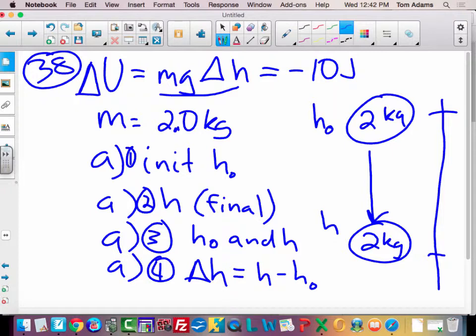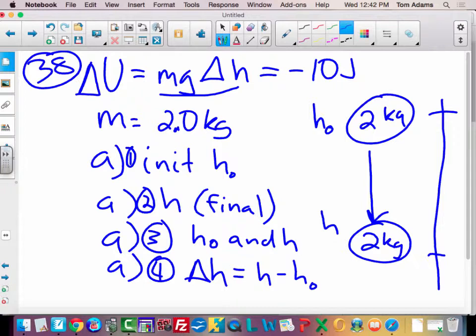Okay? So the question they're asking us is, based on the information they've given us, can we determine the initial height? Can I say the initial height was 100 meters? Can I say it was 200 meters? Can I say it was 300 meters? Could I determine the final height? Maybe, maybe not. That's what we're trying to figure out. Can I determine the difference in height, delta h? Could I determine the initial and the final height? That's what they want us to know.